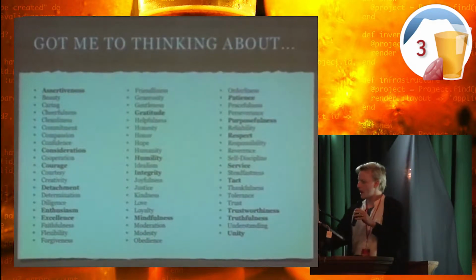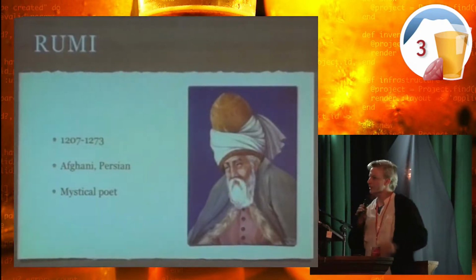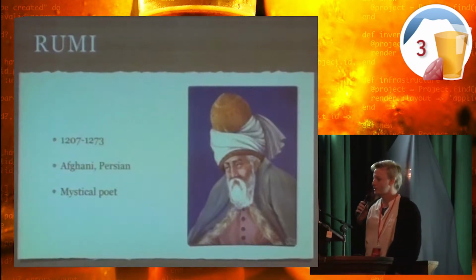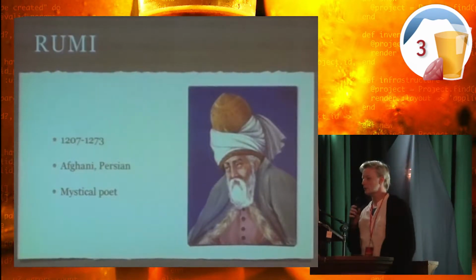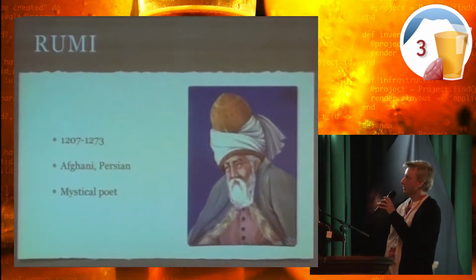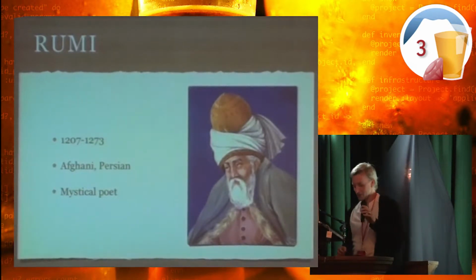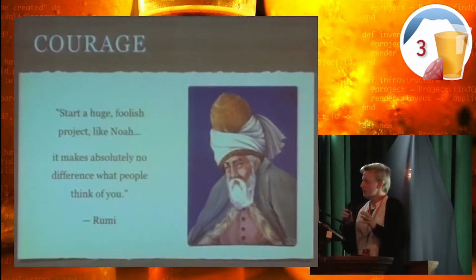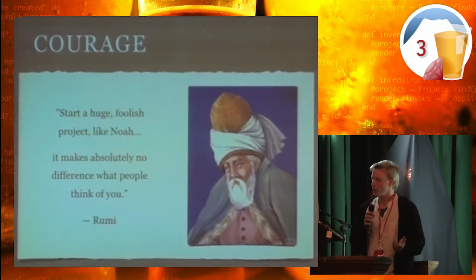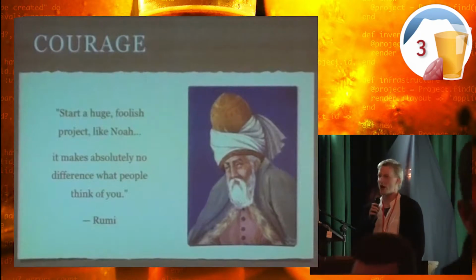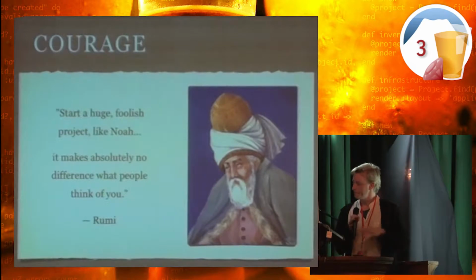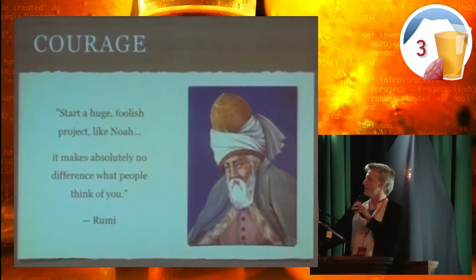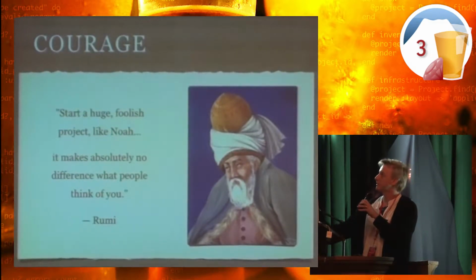And so there's this guy that was a mystic poet in the 13th century. He was Afghani and Persian. His name was Rumi. Anybody read any Rumi? Woo, all right. Okay, so he was a mystical poet, and he had the sweetest headgear that I've ever seen. It's really amazing. So this is what he said about courage, which is one of the virtues that I was reflecting on. He said, start a huge, foolish project like Noah. It makes absolutely no difference what people think of you. Cool. I like that. I have a tendency to do stupid things that people think are ridiculous.